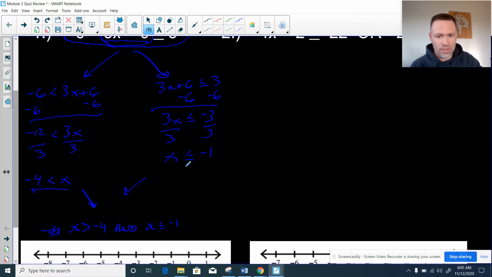The other way to write this is to combine them into one statement instead of two separate statements. So x is less than or equal to negative 1, and at the same time, x is greater than negative 4. The other way to look at this is to say that x is in between negative 4 and negative 1.